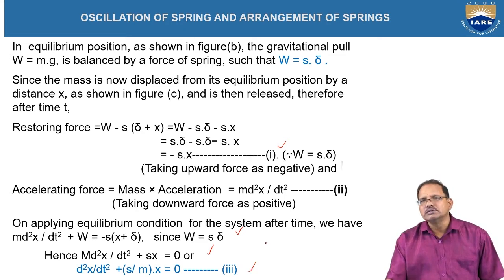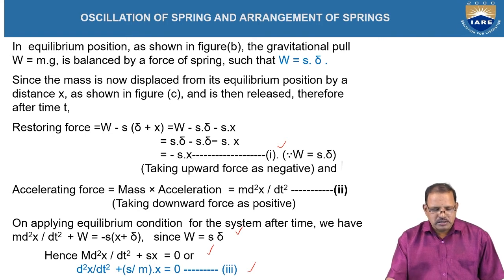This equation 3 is similar to the equation of simple harmonic motion, which is given by d2x by dt square plus omega square into x is equal to 0. Comparing these two equations, we got omega square is equal to S by m.